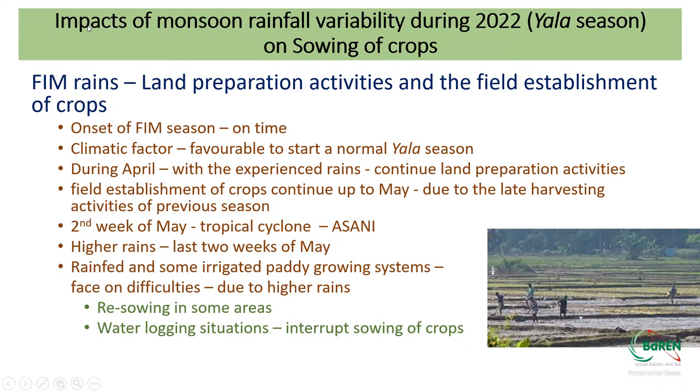For the impact of monsoon rainfall variability during the Yala season, that means the first season, the monsoon rainfall was received on time, and it was favorable to start a normal Yala season. During April, there was some rain, but land preparation and field establishment of crops continued into May due to the late harvesting activities of the previous season, because there was a problem with providing some basic requirements for agriculture. That is why that season was delayed, and field establishment was delayed for those reasons.